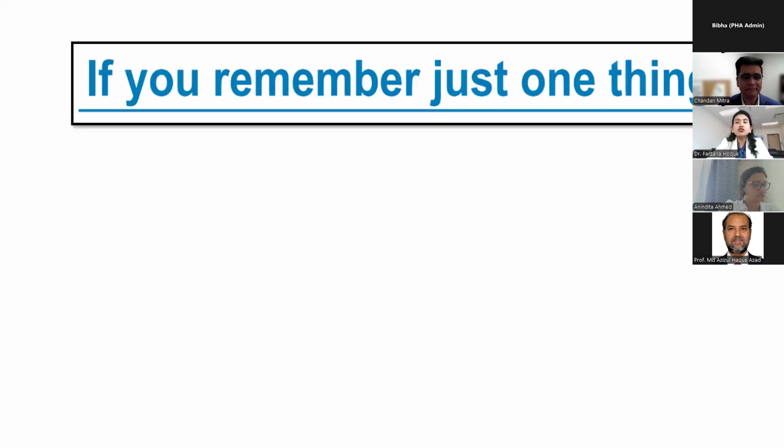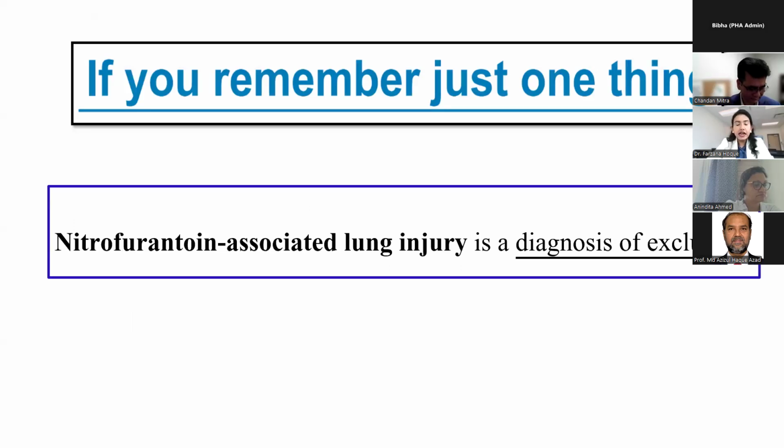If you remember just one thing from this third clinical case, it is that nitrofurantoin-associated lung injury is a diagnosis of exclusion. And that's the reason, in addition to stopping the nitrofurantoin, the bronchoscopy needed to be done to rule out any other pathophysiology. So now I will invite our one respected panelist to share their thoughts before we proceed to the fourth clinical case.